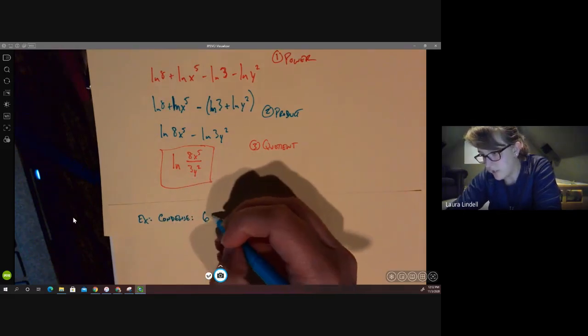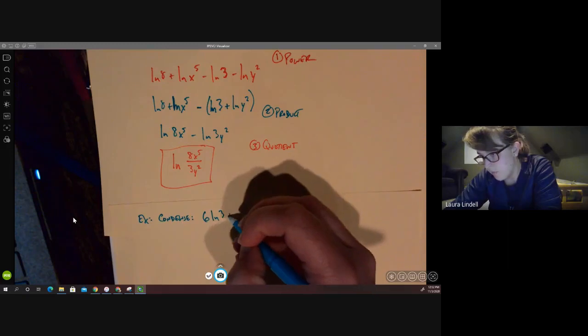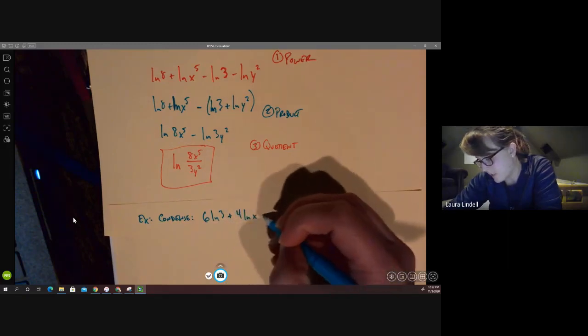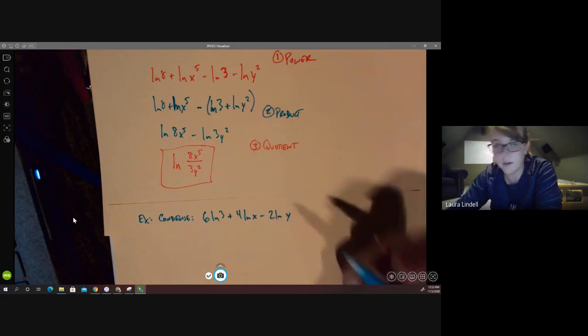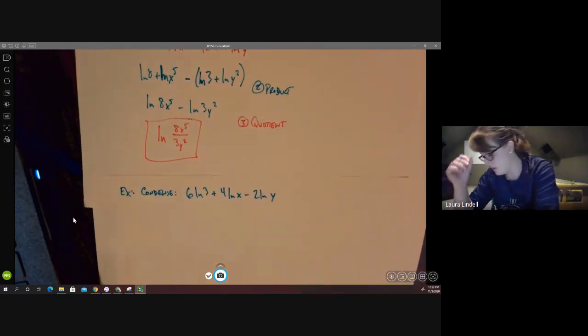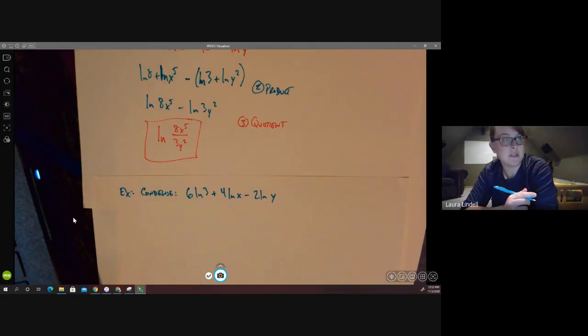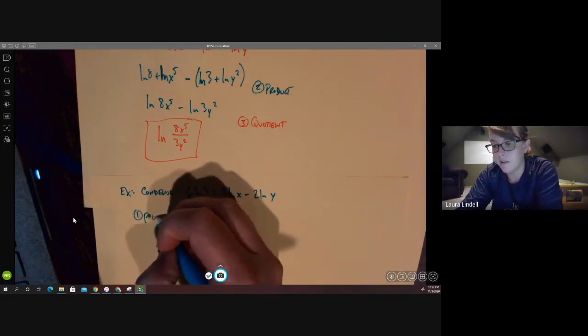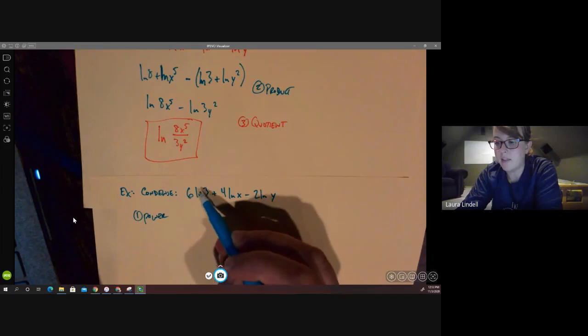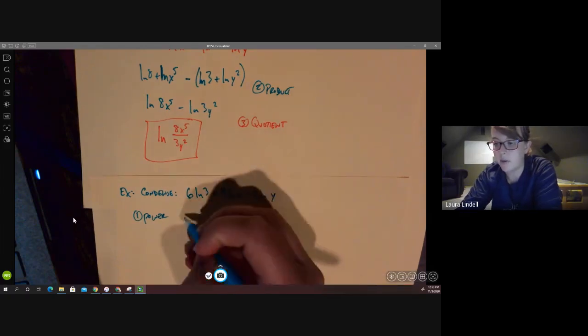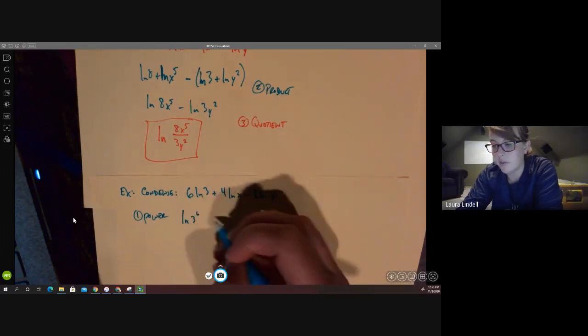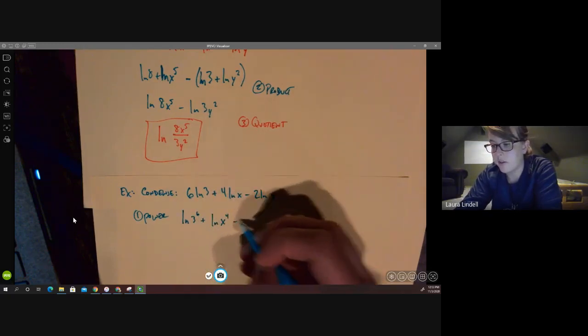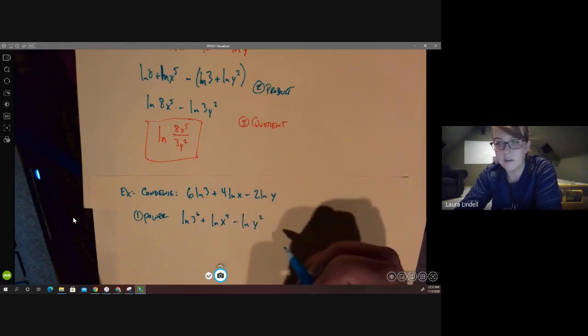We're going to have 6 natural log of 3 plus 4 natural log of x minus 2 natural log of y. All right. So again, the first thing we want to do is deal with the power property. So I'm taking anything that's out in front and moving it into the exponent to get natural log of 3 to the 6th, natural log of x to the 4th, natural log of y squared.